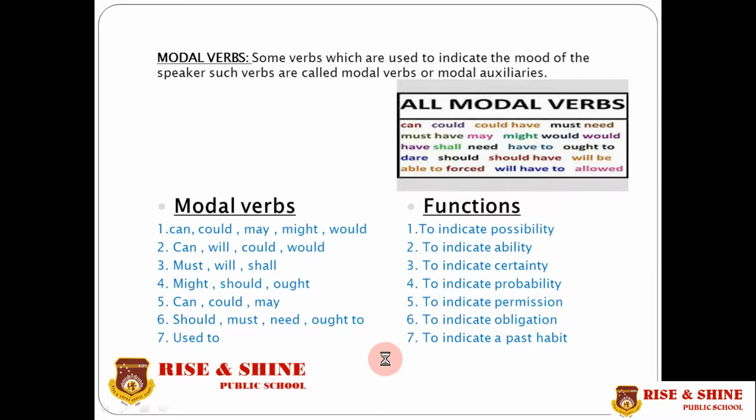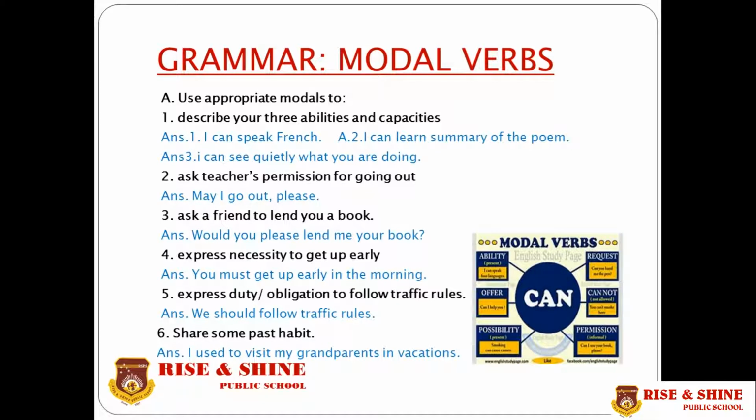Now here is another exercise regarding modal verbs. Some questions are given. Use appropriate modals to describe your three abilities and capacities. When you describe your abilities and capacities, you can use can or may, and you have to write three sentences. "I can speak French, I can learn the summary of the poem, I can see quietly what you are doing." The next question is, ask the teacher's permission for going out. What modal verbs can you use? You can use can or may. "May I go out, please?"